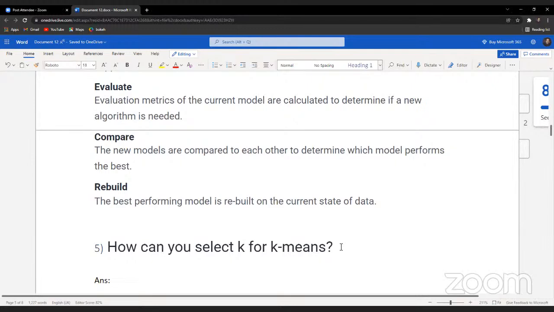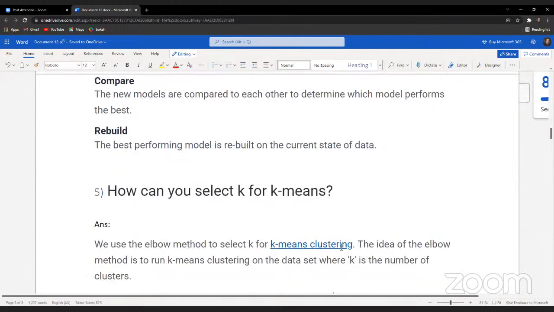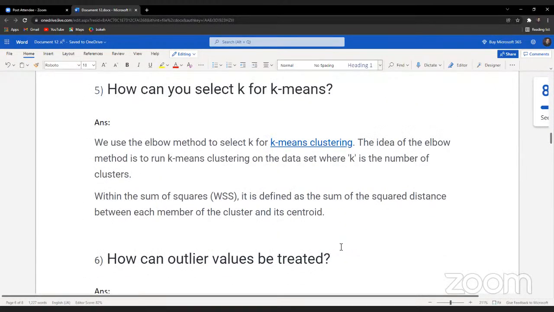Now, as we're looking into this, how can you select K for K-means? We use the elbow method to select the K for K-means. This is a method which is used to select the K for K-means clustering.